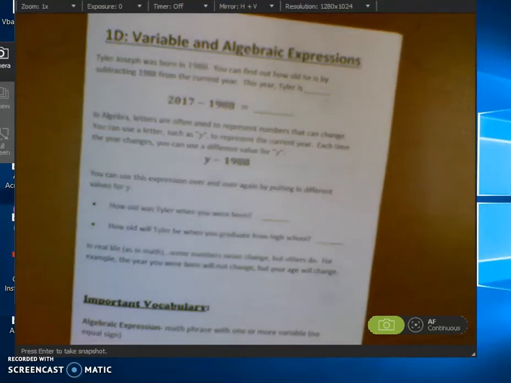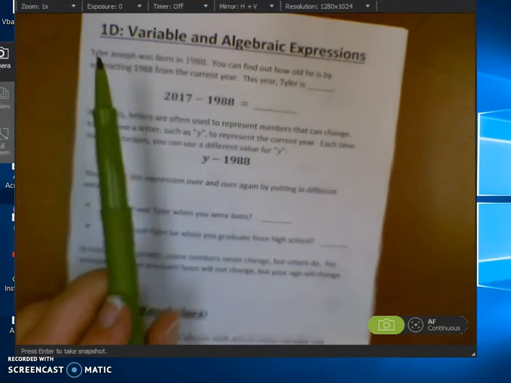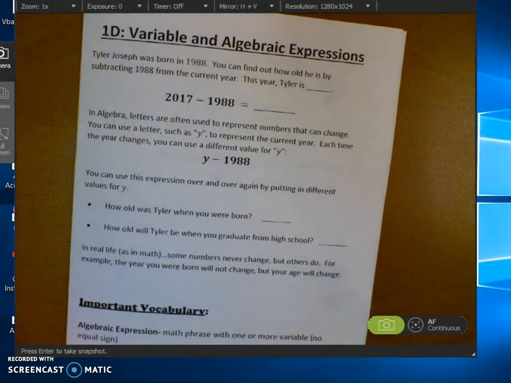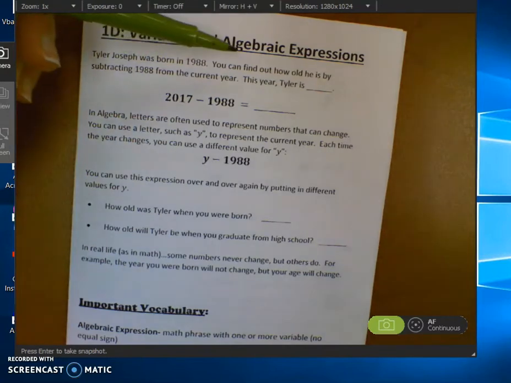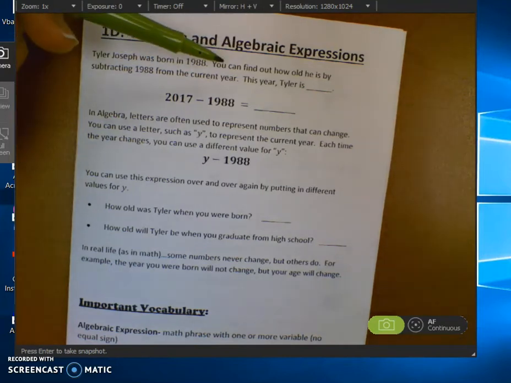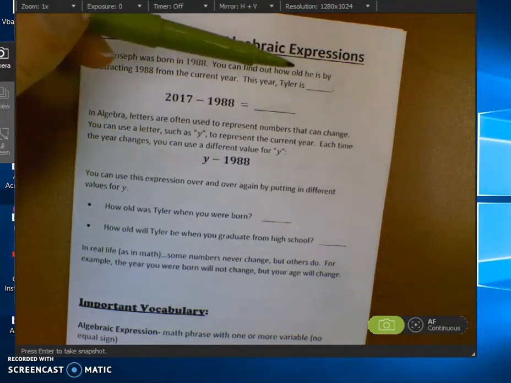Okay, today we're going to be working on lesson 1D, which is variable and algebraic expressions. At the top here, the first thing it says is Tyler Joseph was born in 1988. You can find out how old he is by subtracting 1988 from the current year. This year, Tyler is blank.